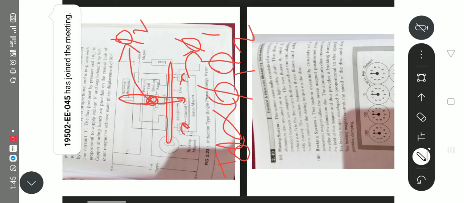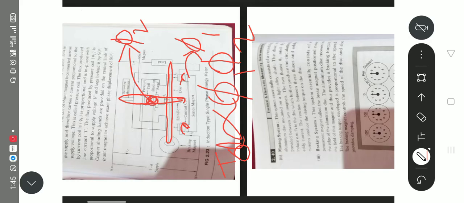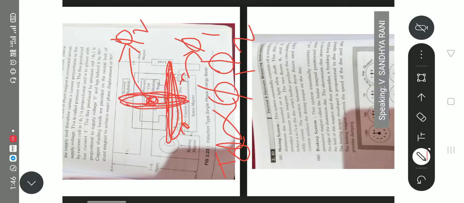Whenever we give the supply, the flux is produced and the deflecting torque is produced in the coil. At that time the aluminum disc will be rotating. The aluminum disc is connected to a spindle, so the spindle also moves. Whatever speed is generated in the aluminum disc will be recorded here.